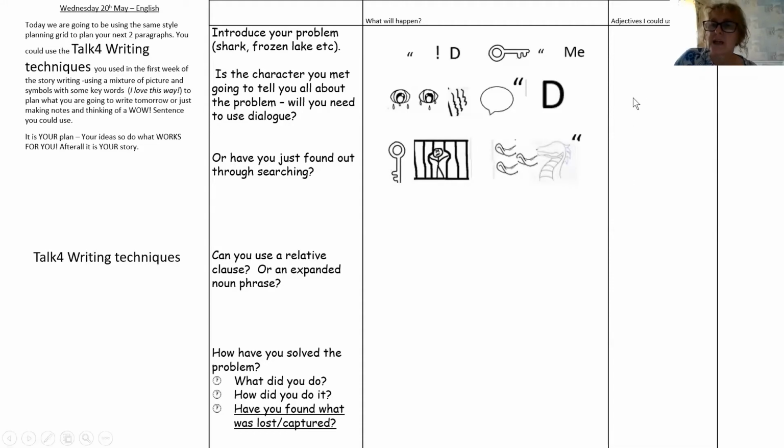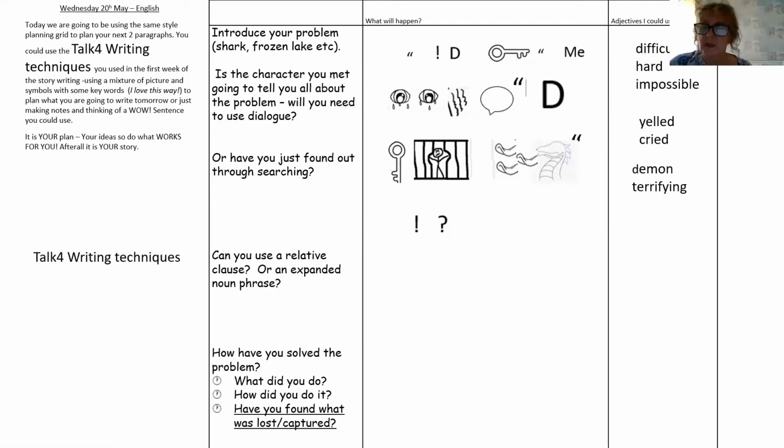Now I'm going to be thinking about the adjectives that I could use within those few sentences. So I'm thinking difficult, hard, impossible. Might change that difficult to that. Yelled or cried. And then I've got the demon terrifying, which will describe this awful dragon that's guarding the key. So now I've finished my dialogue. So now I'm thinking, let's have a look. Got to be thinking about how it's going to be. I know I've got to help him, but how? So I know, and that's to remind me, I know I've got to help him, but how?